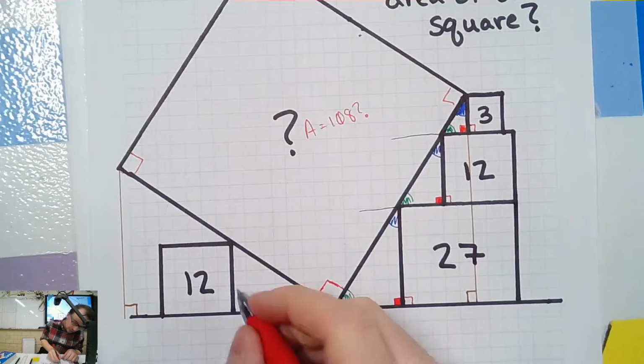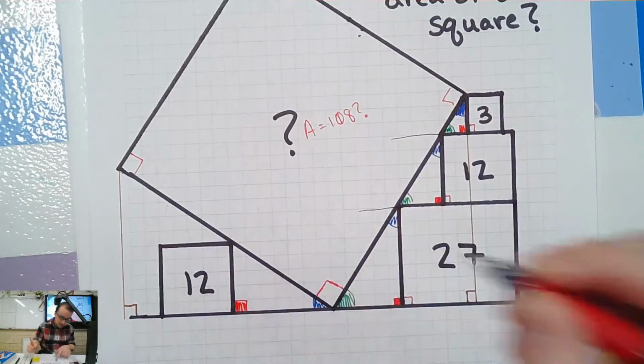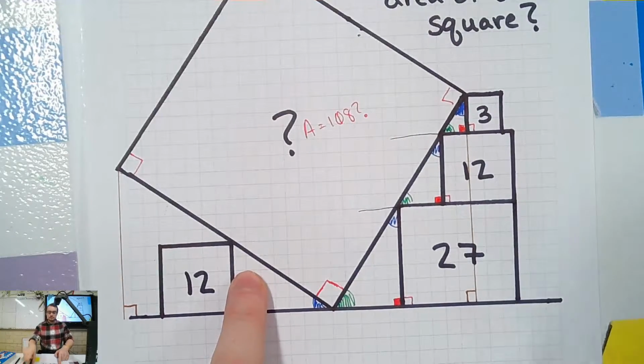Now, isn't this also a right triangle? So if it's a right triangle, and that's blue, what should this angle be? Green.